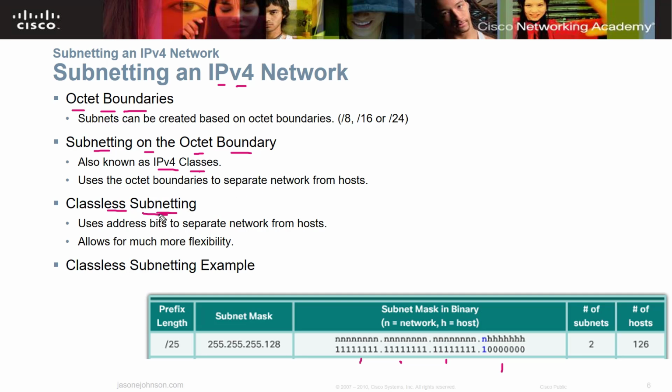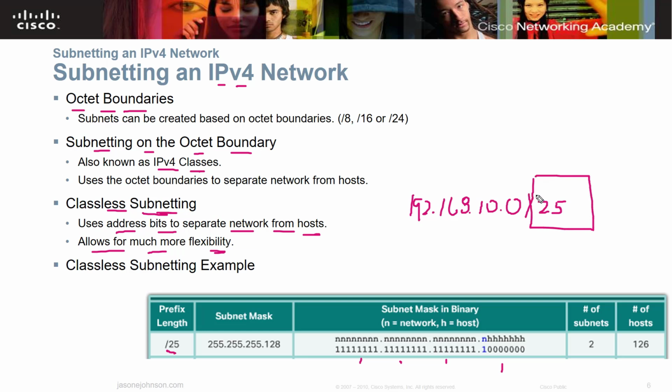What the classless subnet does is it uses address bits to separate networks from hosts and allows for a lot more flexibility. So an example of that would be a /25, and you might see an IP address maybe 192.168.10.0/25 or /24 or /26. This part right here is the CIDR addressing. That slash is CIDR addressing. That's your CIDR address. Your subnet mask is based upon that CIDR addressing.